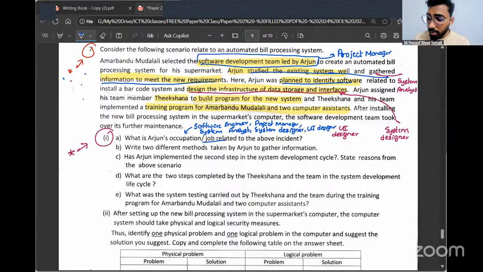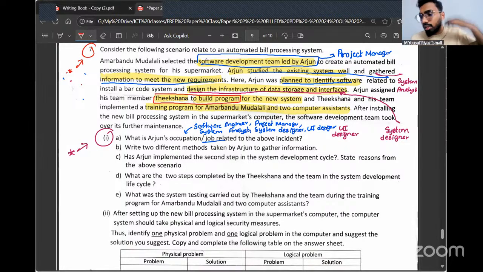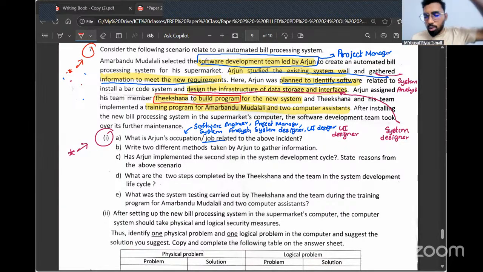Who is the software developer here? They have mentioned who the software developer is here. Read the paragraph: who developed the software? Exactly. Here they have clearly mentioned that Teekshana only built the program. A software developer only builds a program, or develops a program. So here, Teekshana is the software developer, not Arjun. Okay.